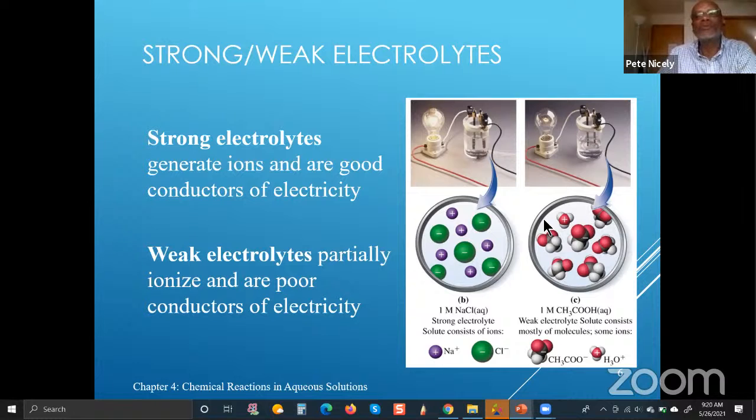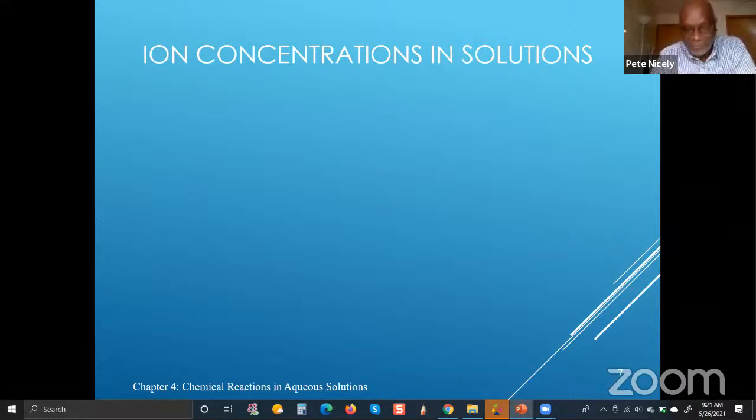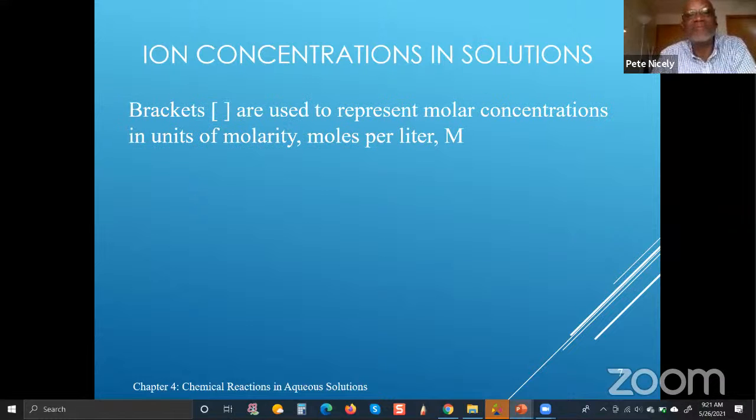So that's the difference between a strong electrolyte and a weak electrolyte. A strong electrolyte allows for the conductance of electricity through it very strongly, while in the case of a weak electrolyte, that's not the case. It will allow an electric current to pass through it, but not as strongly as in the case of the strong electrolyte. Okay, let's talk about the concentrations of ions in solution.